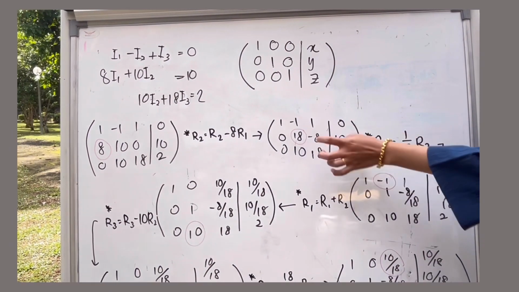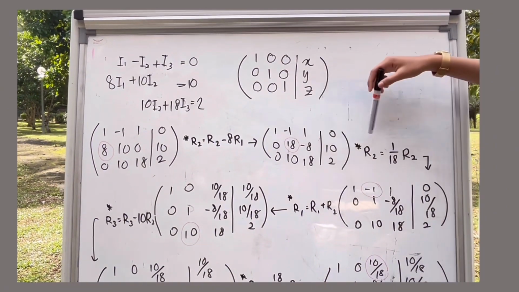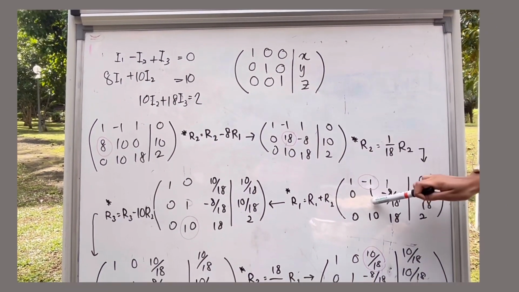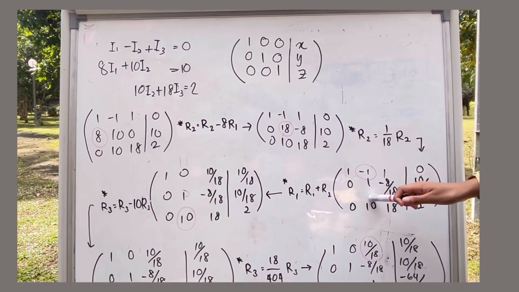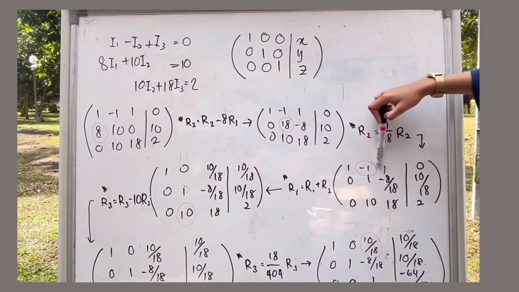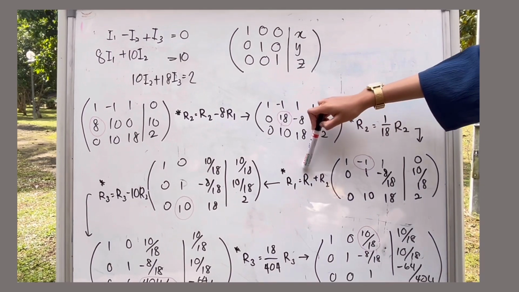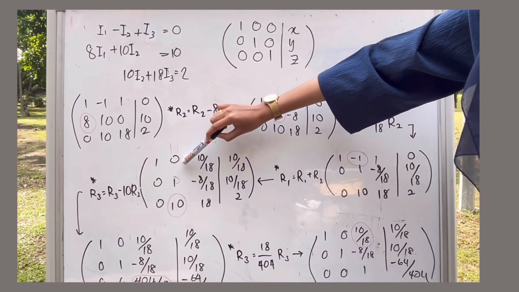I eliminate this one, becoming 1. I'm using this formula and I got it 1. And then for the third step, I eliminate this, the up one, using this formula, and then I got 0 here.